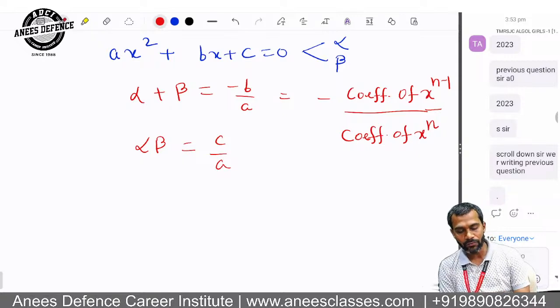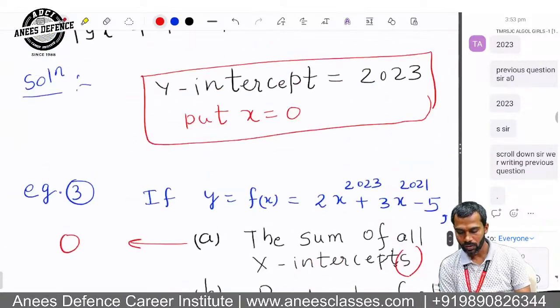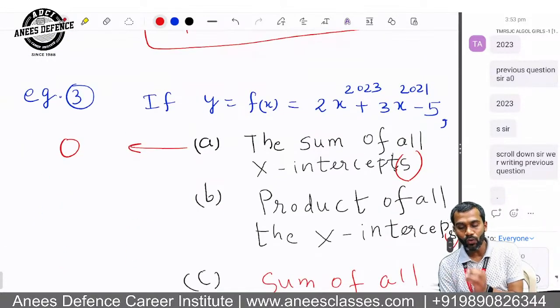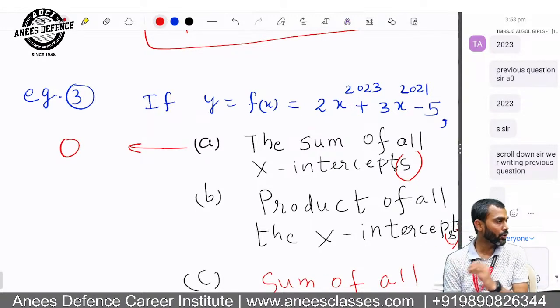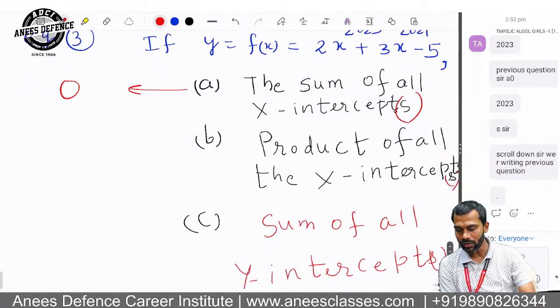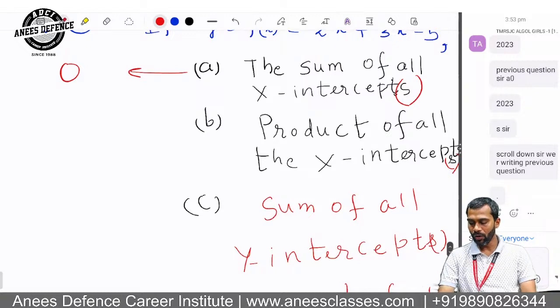So that is what we have done here also. Since we don't have the term with x raised to n minus 1, which is x raised to 2022, there is no such term, so its coefficient is 0, so the answer would be 0. Yes, online students, have you understood? Hello, hello, hello.